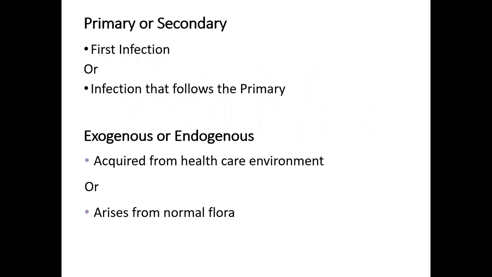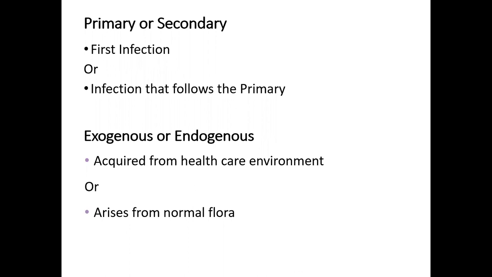So our primary and secondary. Your primary infection is the first infection that occurs in the patient. And a secondary infection is one that follows a primary infection, especially in the immune-compromised patient. So a frail client infected with pneumonia may develop herpes zoster related to the stress of the illness.